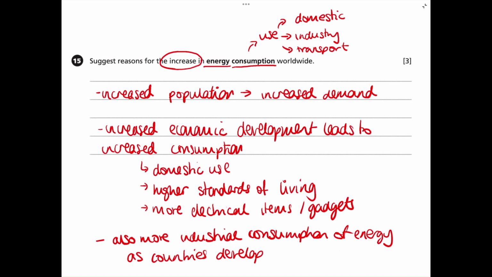But we've just got a few reasons here why there may be an increase in energy consumption worldwide, particularly that there's an increased population and there's increased economic development, which can lead to increased consumption, particularly in terms of domestic use and higher standards of living, and that would give us 3 marks.